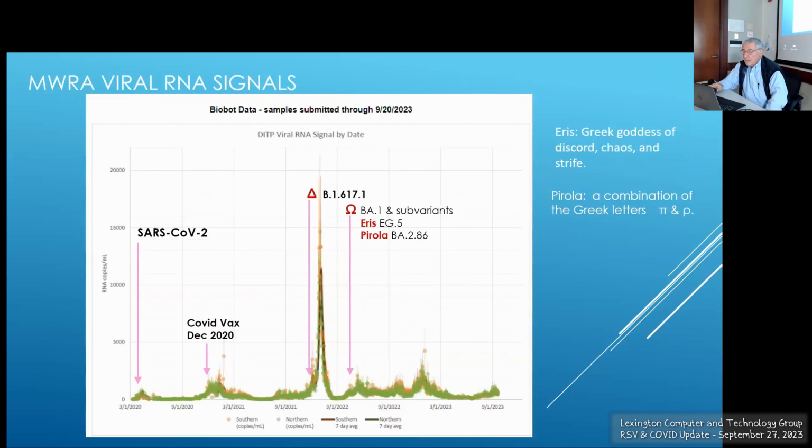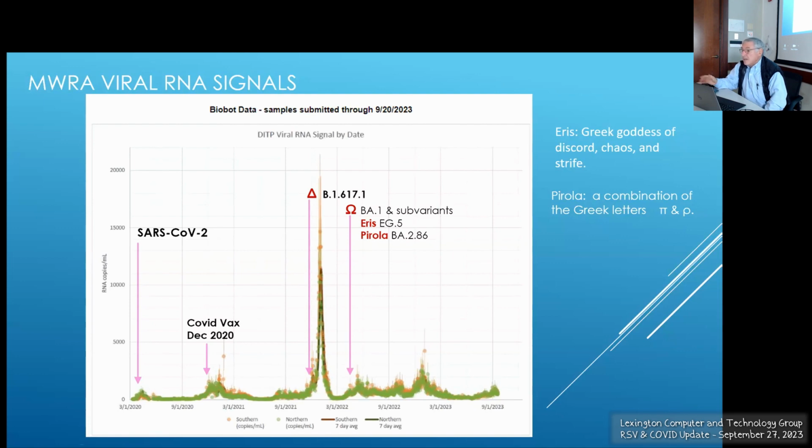So now let's look at the BioBot data. This is my favorite website. The MWRA has been checking COVID virus in the water supply since March of 2020. The company that does it is called BioBot. They have been checking it daily, although they said they wanted to reduce the checking to weekly, but I don't think they did. And they look for viral fragments of the genome of COVID.